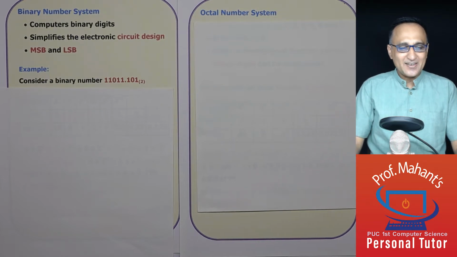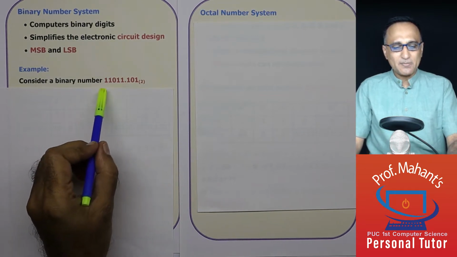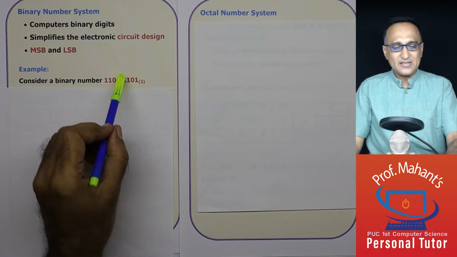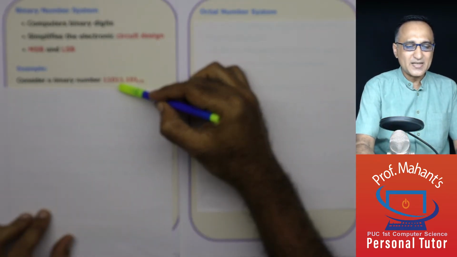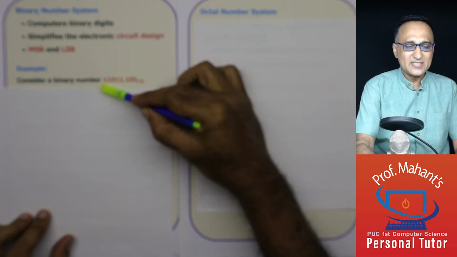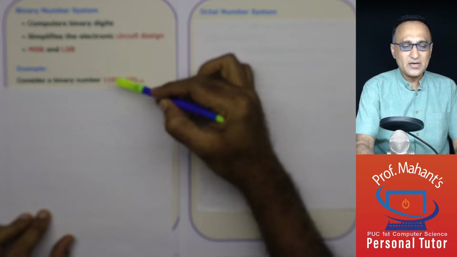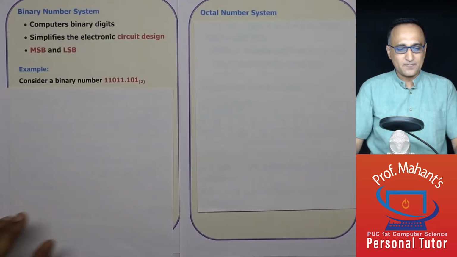Now you need to understand a concept called MSB and LSB. MSB stands for most significant bit, LSB stands for least significant bit. So if you look at this number 11011, this one here before the dot is known as the least significant bit, and this is known as the most significant bit. You'll know why this is called MSB and why this is called LSB.